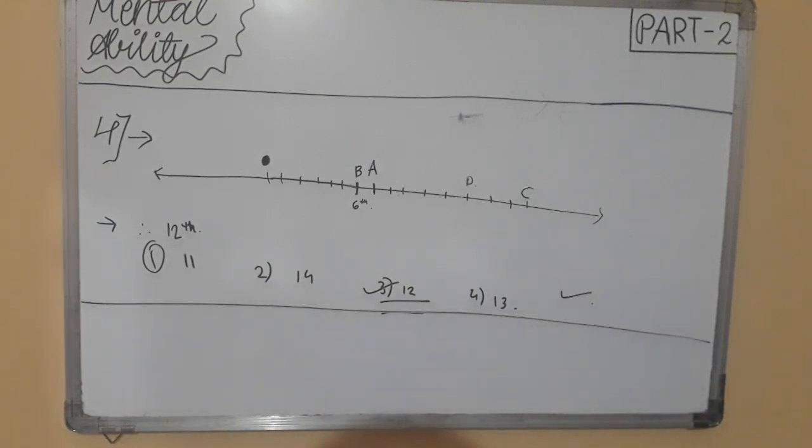Now we will try the 5th question. In a row, Amar is on the 5th place. Let's assume this is the 5th point. Jayesh is on the 5th place behind Amar. Means 1, 2, 3, 4, 5. Here Jayesh is standing.